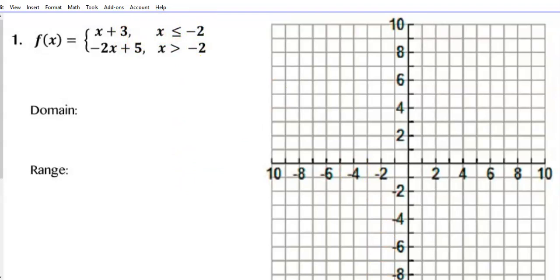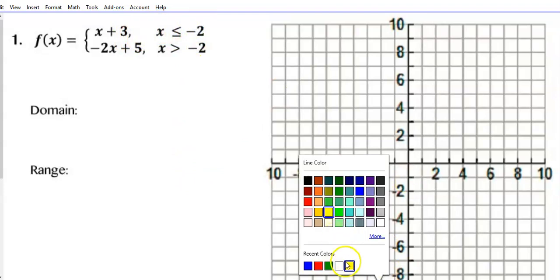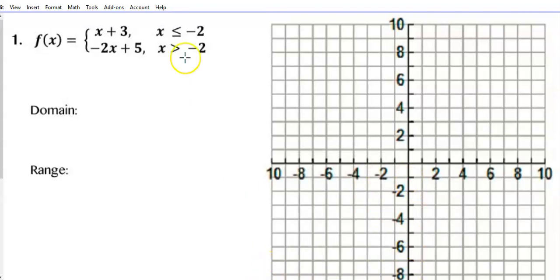So I'm going to take my line tool and I'm going to make a yellow line at x is -2. At x is -2, I'm going to make a line because that's where that dividing line, so to speak, is going to be. So this part of the graph is going to be to the left of this line. It's going to be over here because it's everything that's less than or equal to -2.